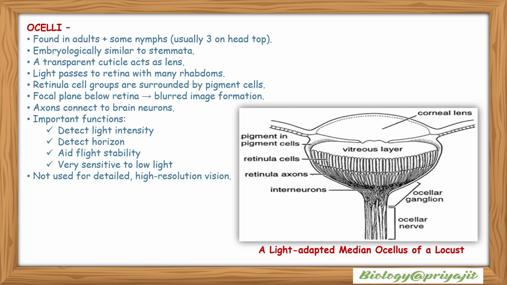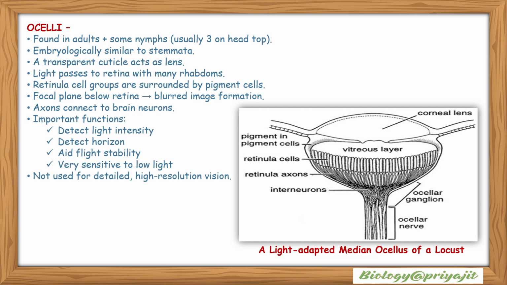Ocelli are found in adults and some nymphs. They have three on the head top. Embryologically, they are similar to stemmata. A transparent cuticle acts as lens. So light passes to the retina with many rhabdoms. Retinular cell groups are surrounded by pigment cells. The focal plane lies below the retina and influences blurred image formation.